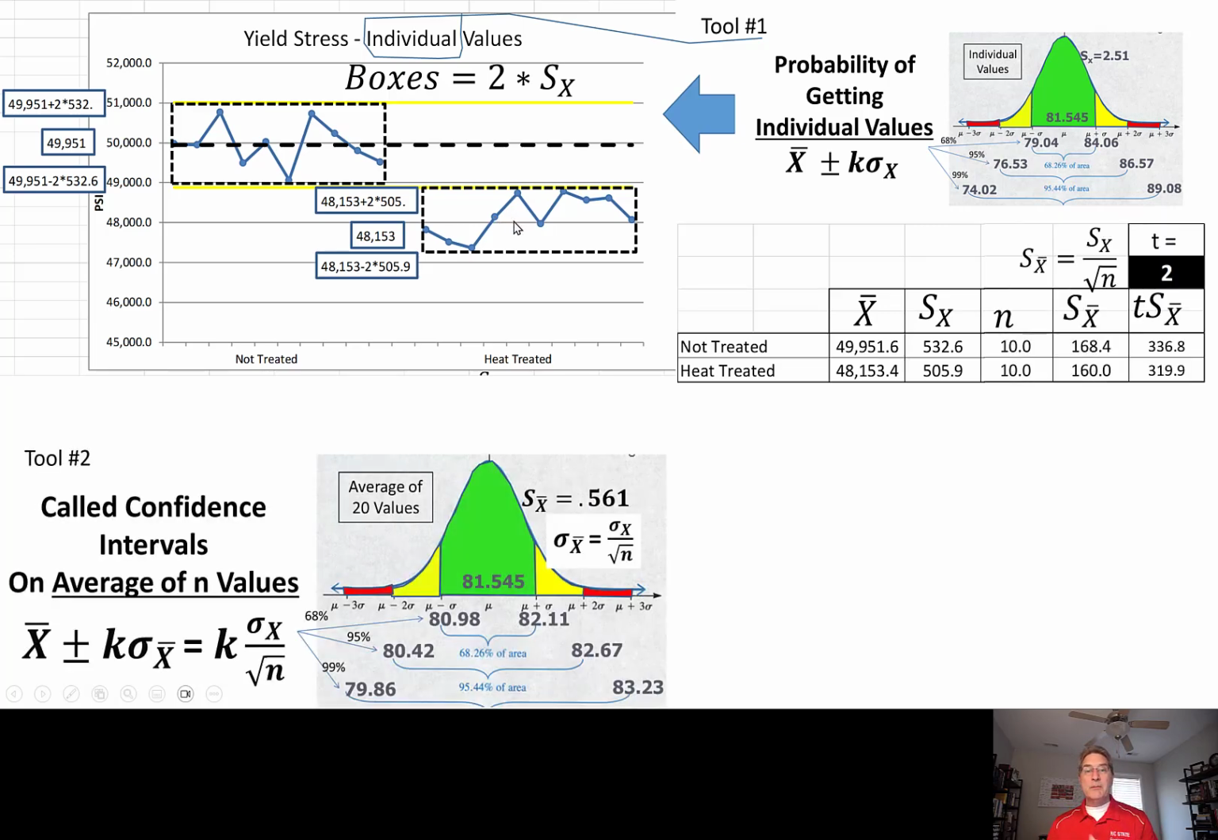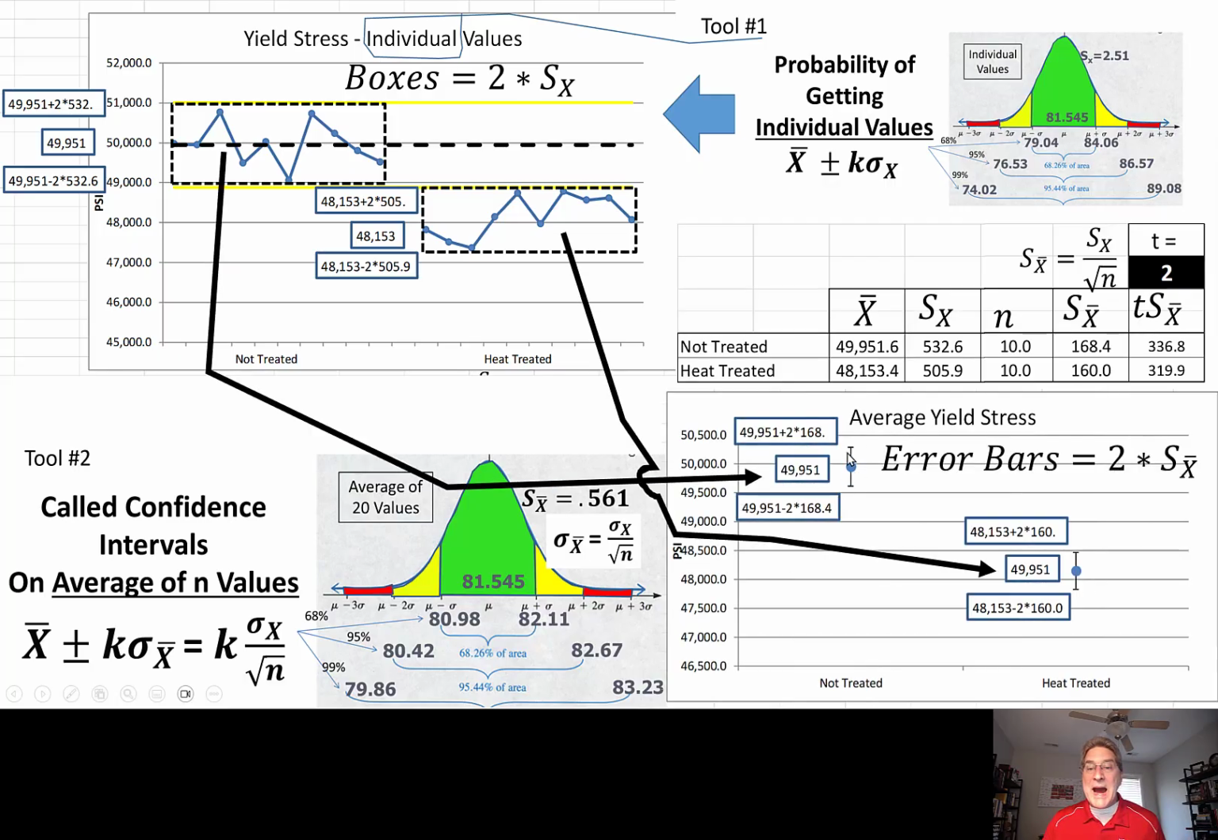What we're doing with tool number 2 is we're saying we're also going to calculate the standard deviation of averages and multiply that by 2 or 3 or whatever we're doing. Confidence intervals on the averages. And so now we're going to compare averages using the standard deviation of the averages. We compare individuals with the standard deviation of individuals. That's what I wanted you to see. We're using 2 different standard deviations. Up here, I'm using 532. That's this guy. Down here, I'm using 168.4. Okay? That's what we're doing.